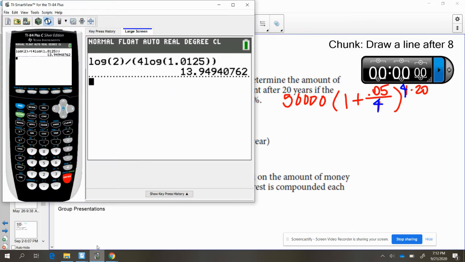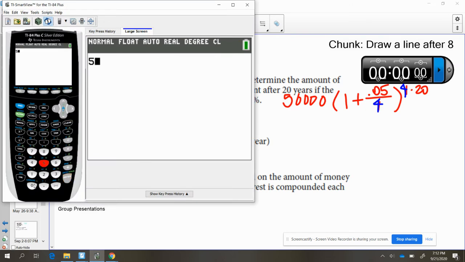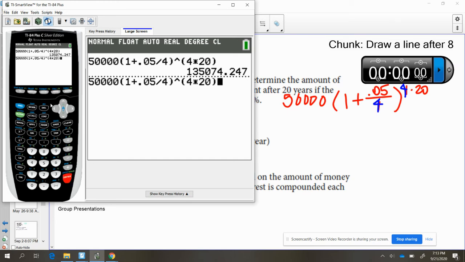So be careful when you type this in. You want to make sure you can type this all in as one step, but you want to be careful. 1 plus 0.05 divided by 4. And then make sure, again, if you have an older calculator like myself, the 4 times 20, if you're not going to just make that 80 from the get-go, you use parentheses there. We see we have $135,074.25.